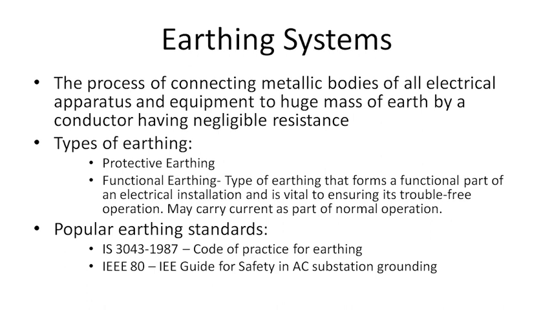There are two types of earthing. We have protective earthing and functional earthing. Protective earthing, as the name suggests, is purely for protection purposes. If any leakage happens, that leakage current shall not cause electrocution or any safety hazard to the persons who are operating the appliance. Whereas functional earthing is a type of earthing which forms the functional part of the installation and is vital to ensure a trouble-free operation.